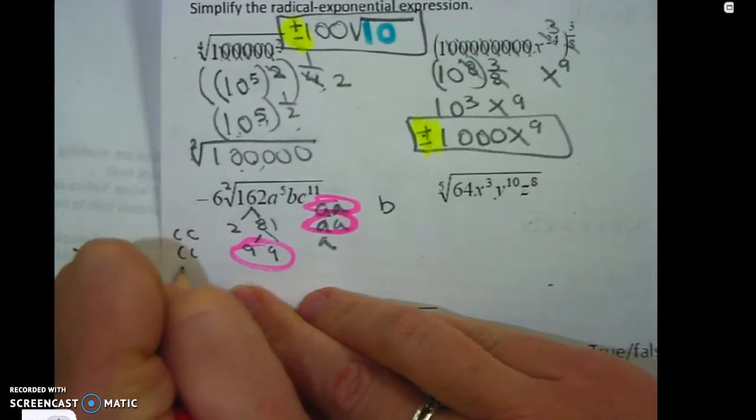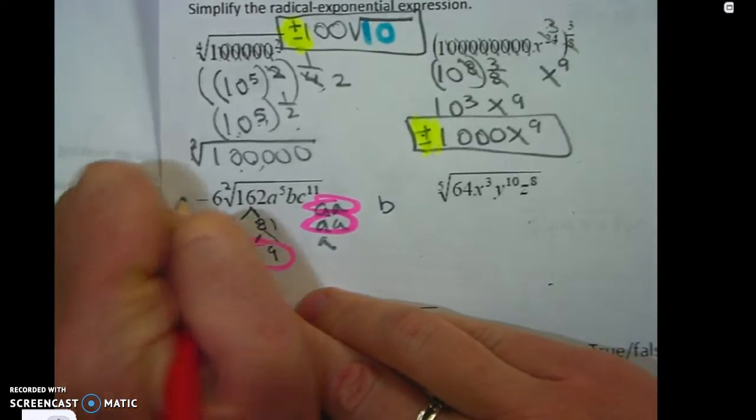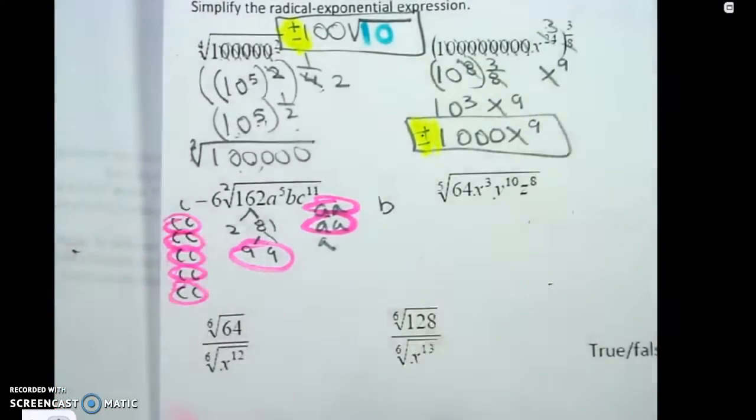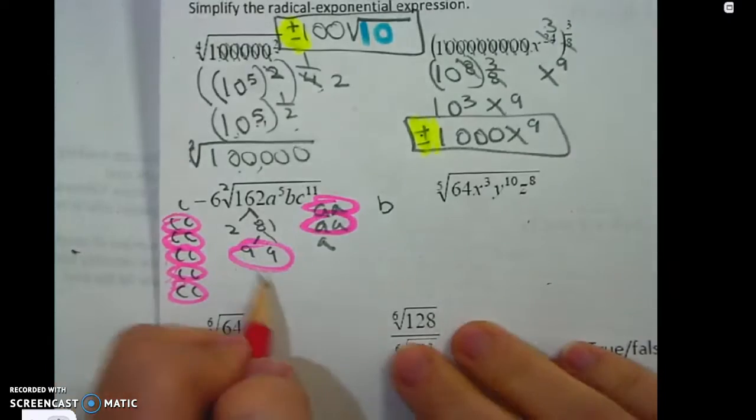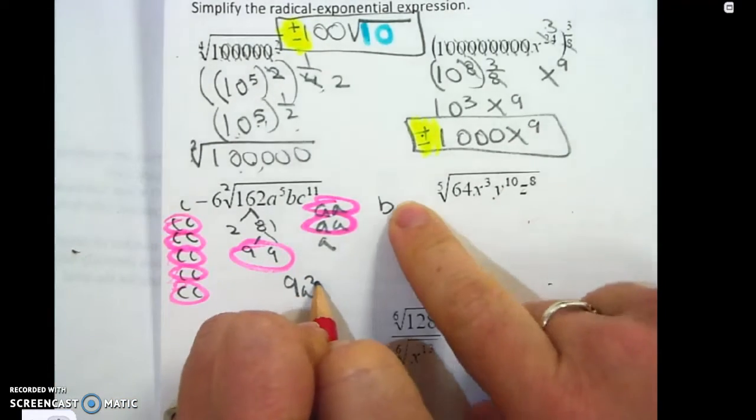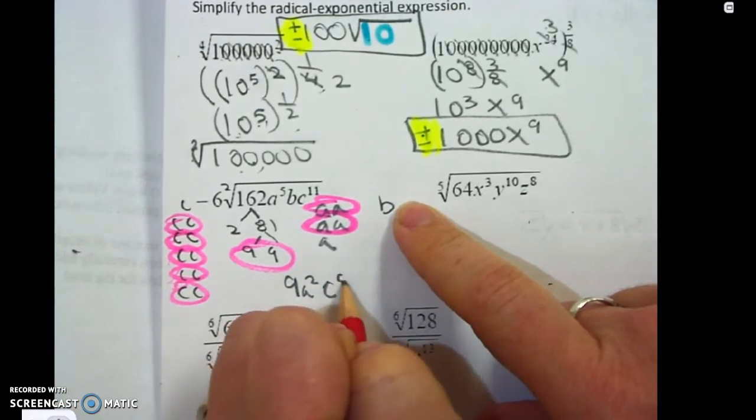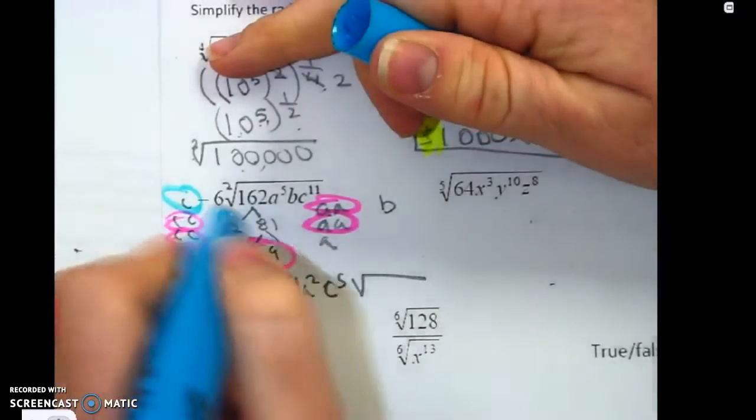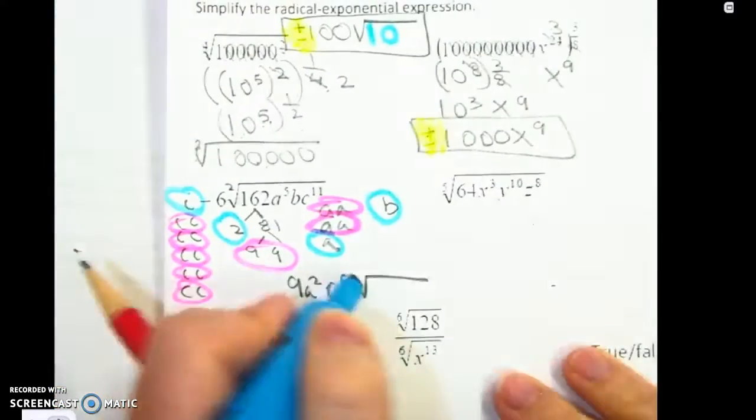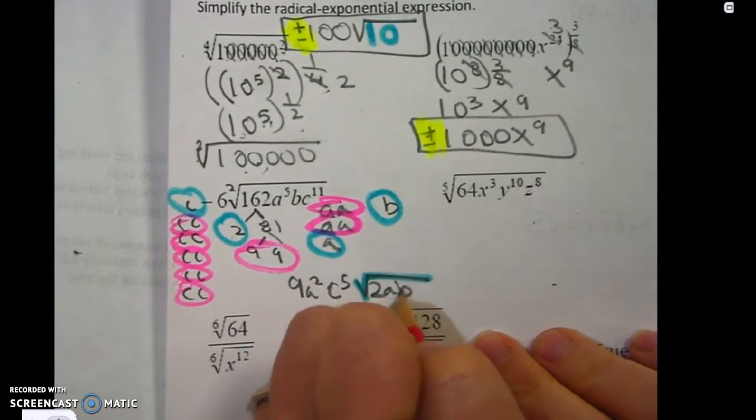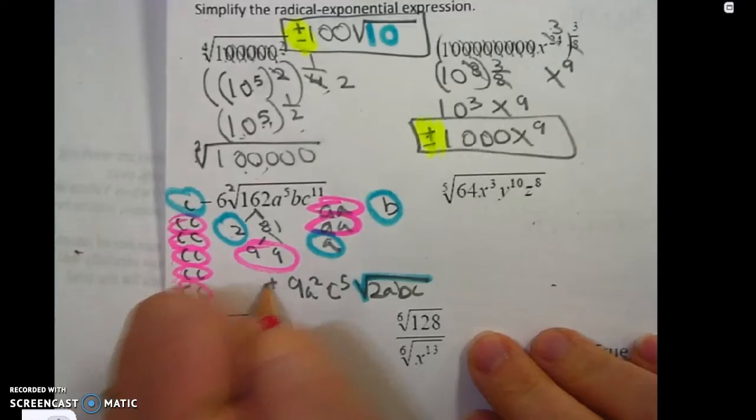1, 2, 3, 4, 5, 6, 7, 8, 9, 10, 11. So now I have 1, 2, 3, 4, 5 sets of doubles. So all my doubles go on the outside. A 9, 2 A's, no B's, and 5 C's. And then what I didn't circle will go on the inside. And that's what's going to go here. So I've got a 2, an A, a B, and a C, because it's square root, plus or minus.